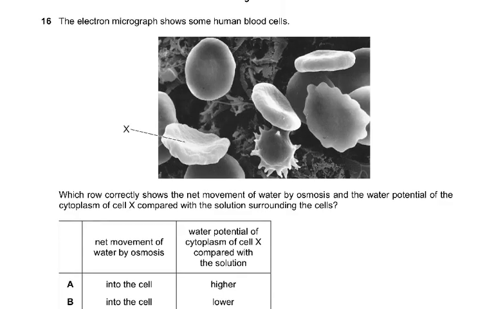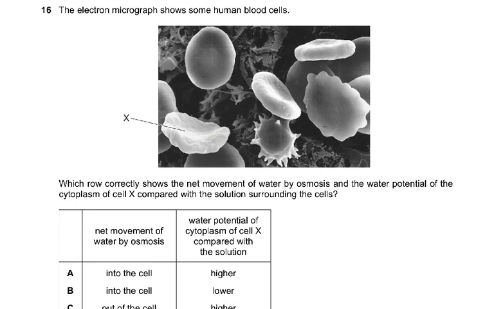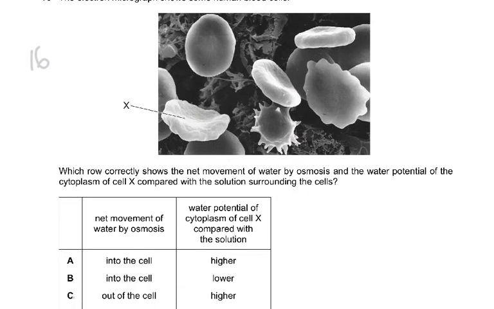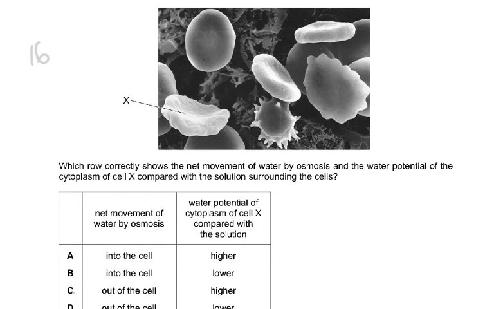Now, coming to question number 16, the electron micrograph shows some human blood cells. Now it says which row correctly shows the net movement of water by osmosis and the water potential of the cytoplasm of cell X. So what is the water potential inside here as compared with the solution outside it?